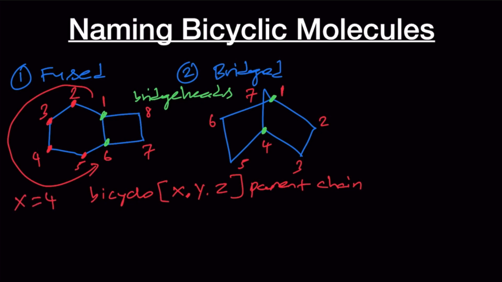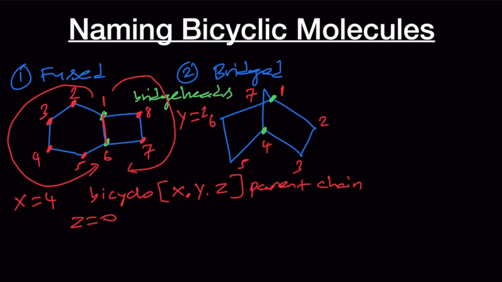And then Y is the second longest pathway through which you come from one side of the bridgehead to the other side. Once again, we have to exclude the bridgeheads when we count the value of X or Y or Z. Therefore, Y equals 2 here. And in the fused case, the value of Z will always be 0 because there is a direct bond here. There is no carbon atom between them, and therefore the value of Z in fused cases will always be 0.